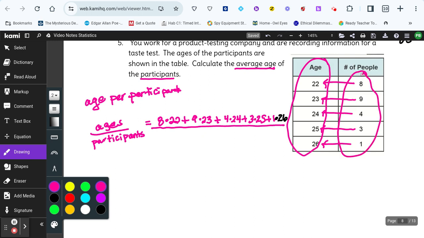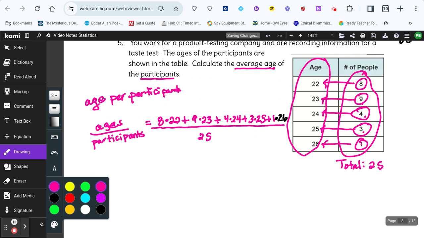Let's look at the total number of participants. 8 plus 9 is 17. 17 plus 1 is 18. 18 plus 3 is 21. And 21 plus 4 is 25. Okay, so we're going to divide by 25.